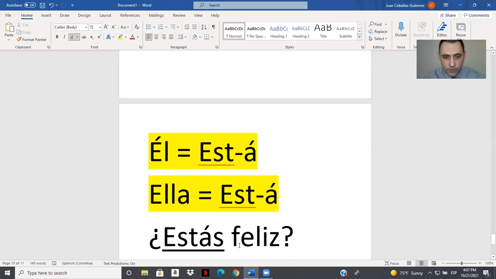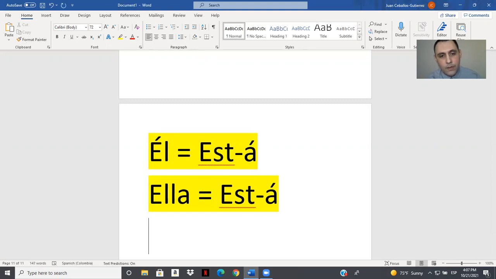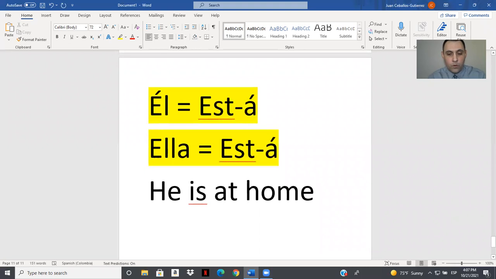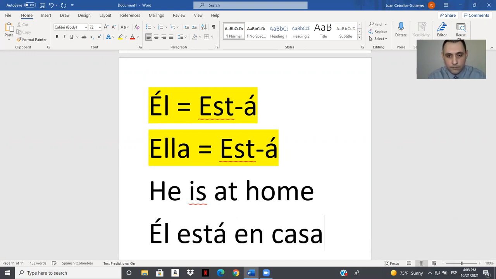But what happens if you do this? Let's do a different sentence. Let's say: he's at home. Let's put it here. He is at home. And what in Spanish will be: está en casa.